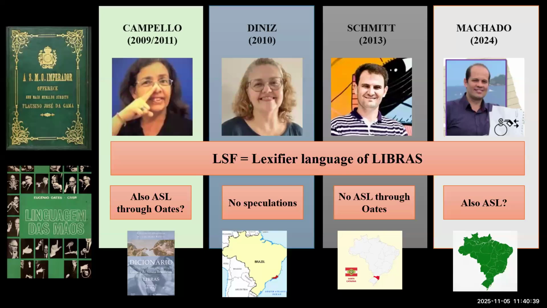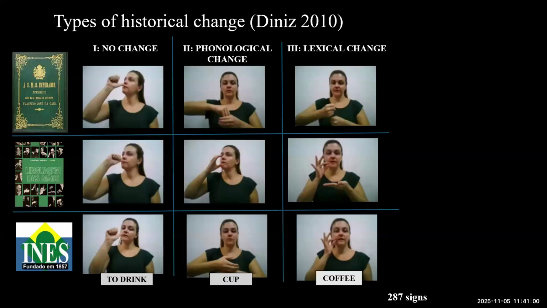The second researcher, Dines, said that she didn't want to make any speculation around this and didn't want to make too many decisions about influences. Schmidt's research didn't look at ASL, this wasn't the focus of that research, and Rodrigo Machado's research in 2024 did also think about ASL. And so again, I'm here to further extrapolate some of these ideas and think about drilling down in some of the claims that have been made previously.